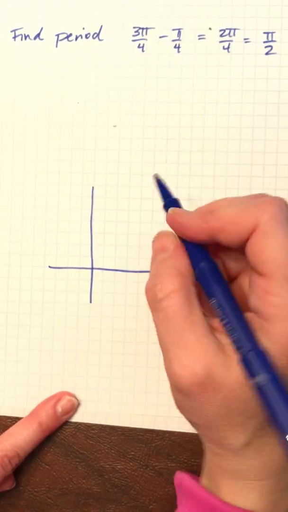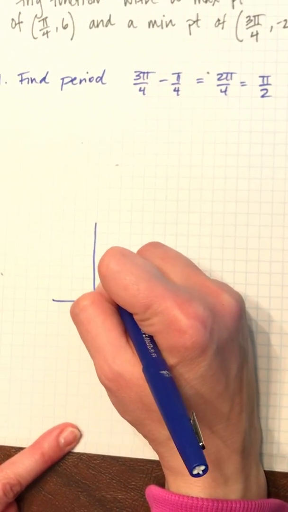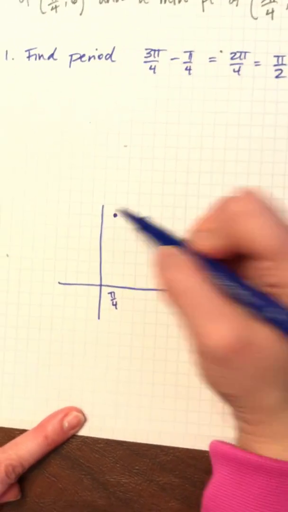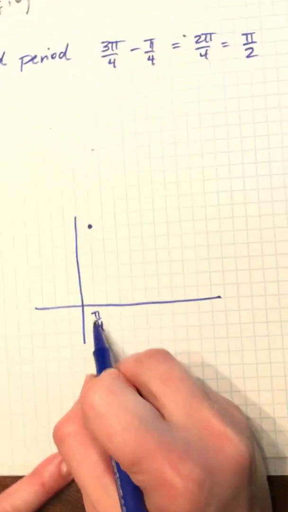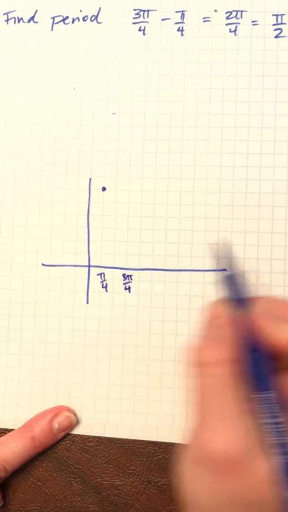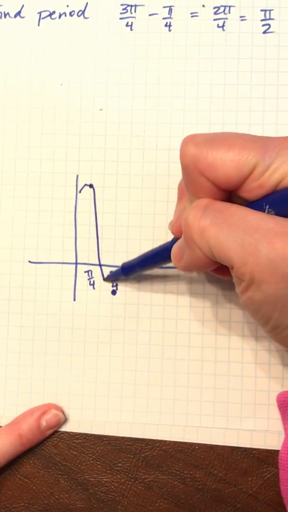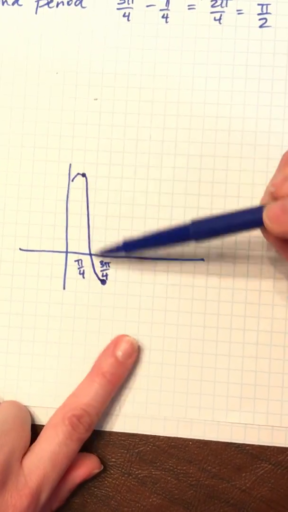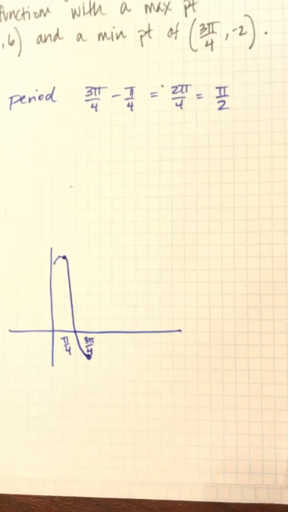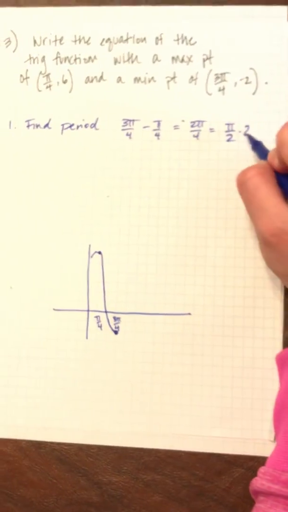Now, think about if I graph this. Let's say I picked pi over 4, 6. 1, 2, 3, 4, 5, 6. So let's say this is pi over 4, this is 6. And let's say this point is 3 pi over 4, so that's 1 pi, 2 pi, 3 pi over 4, and negative 2 down here. If you think about it, this is 1 max to 1 min. So when I subtract my x values, I'm actually only getting half the period because it's 1 max to 1 min. What I need to get the whole period is I need to double it.